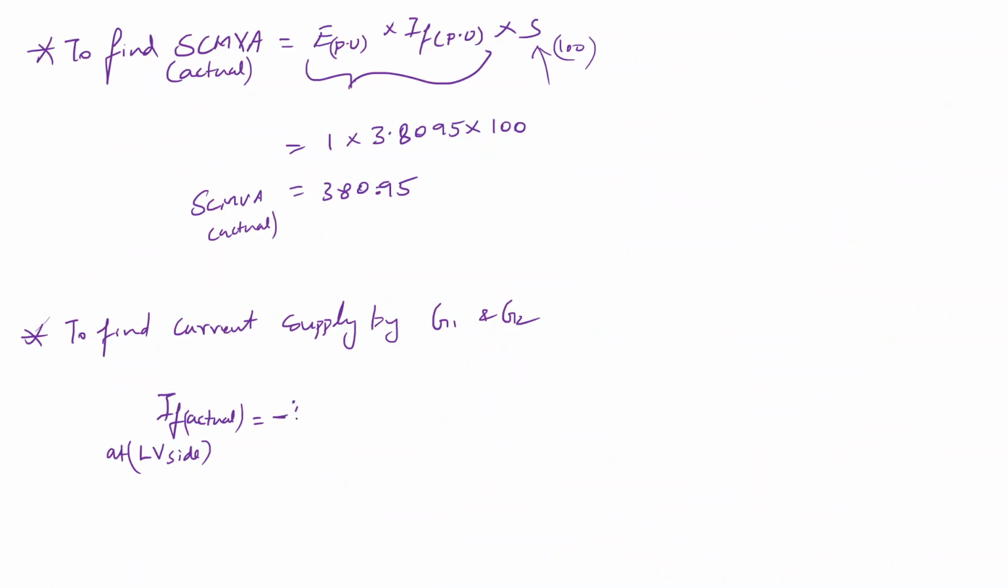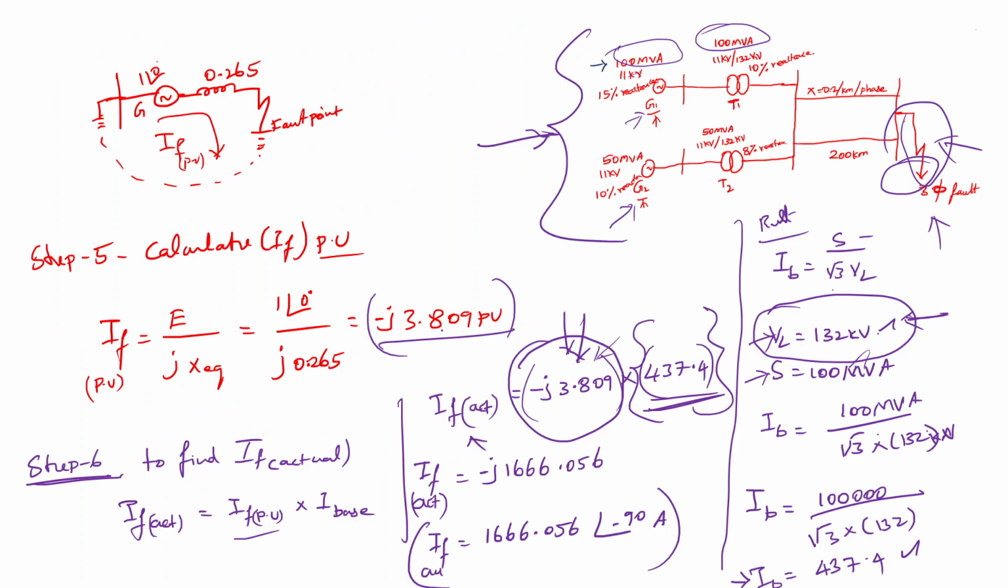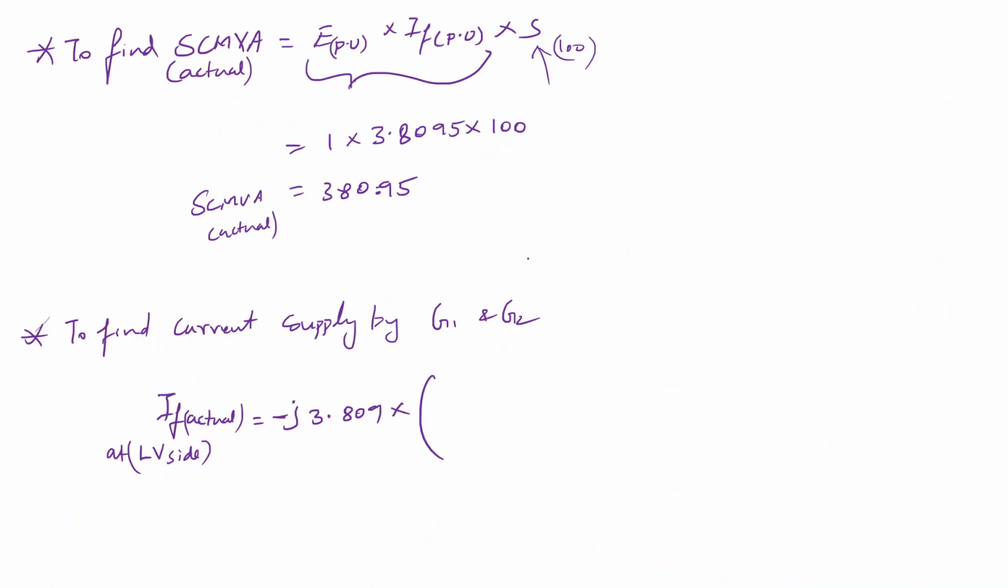So minus J 3.809 into I base value at low voltage side. What at low voltage side will I take? Only I will change this 132 into 11, that's all. Replace this 132 with 11, low voltage side it will come, and then find out the value, that's all, I base at low voltage side. So 100 kV divided by root 3 into 11. I replace that 132 with 11.